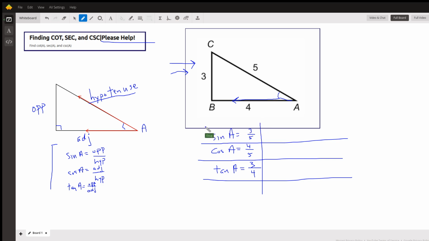Now, you're asked to find what are called the reciprocal ratios. And the way that I remember it for sine and cosine is that the name of the ratio for the reciprocal has the opposite letter. So sine of A is the cosecant of A. And the cosecant of A just means turn this ratio upside down. Instead of opposite over hypotenuse, the cosecant is hypotenuse over opposite.